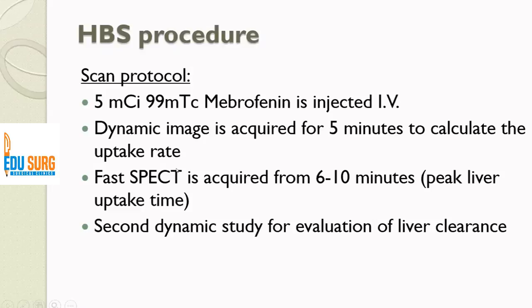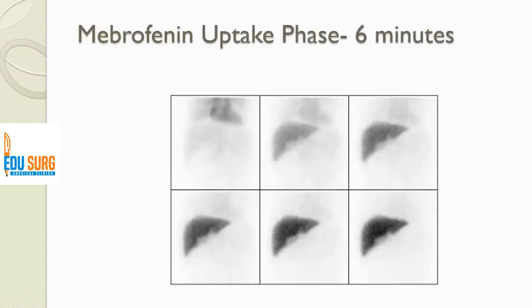This is followed by a fast SPECT, that is single photon emission computed tomography, in which we study the transaxial images of the liver, which will provide us the segmental liver uptake. And then the second dynamic study, that is the second video of the liver, is performed to see how well the hepatocytes are clearing the tracer from the liver.